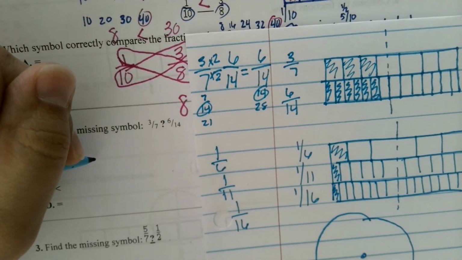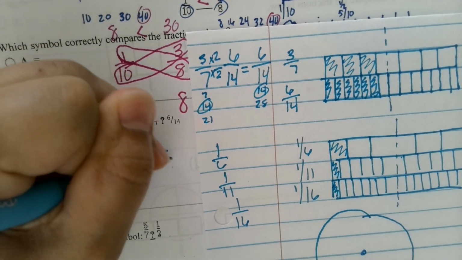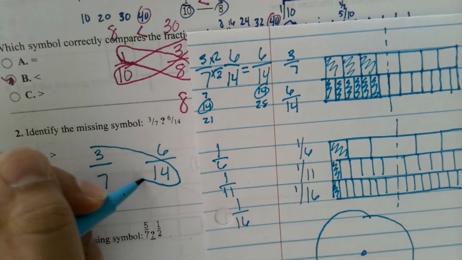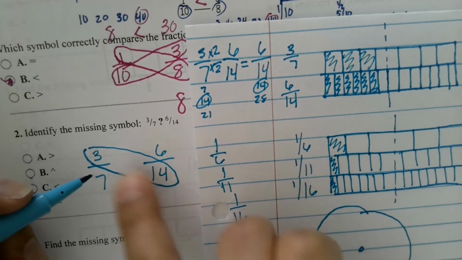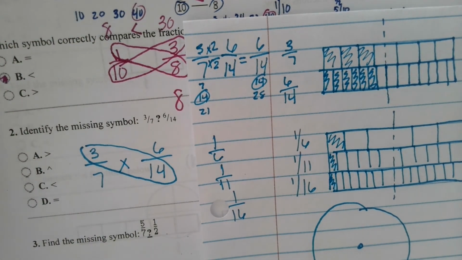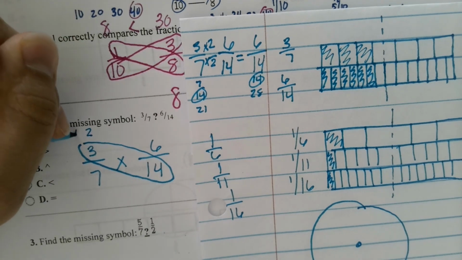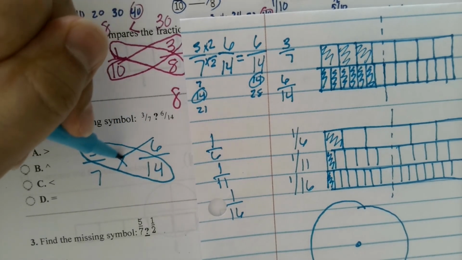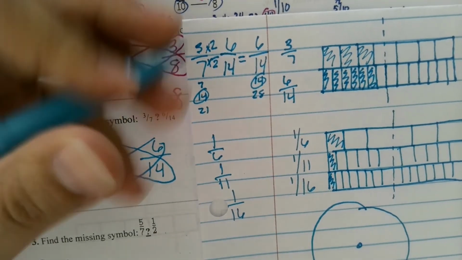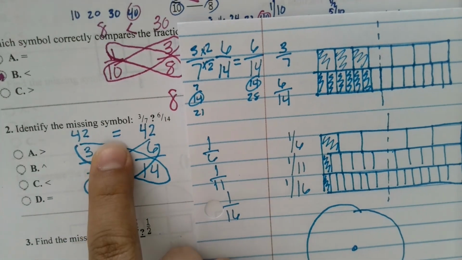And then finally, the cross multiplying, we can look at that real quick. Okay, so when we cross multiply, we're taking the bottom number and multiplying it by the top number. We do 14 times 3, that's 42. Take the bottom number, multiply it by the top. 7 times 6 is 42. So here we can see that they are equal.